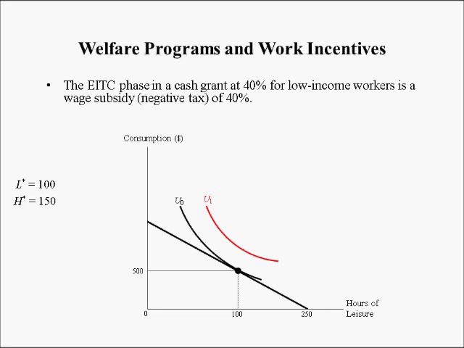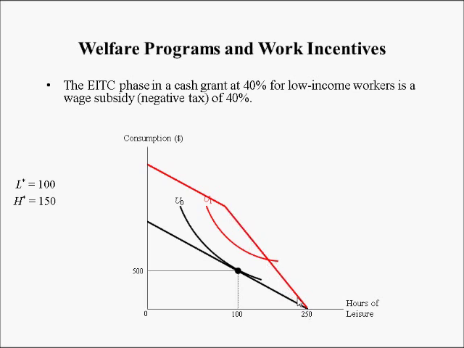Because lowering the benefit reduction rate from 50% to 0% increased work effort, policymakers in the early 90s went a step further. Instead of going to 0, they went to a negative 0.4, or what we call a wage subsidy. A wage subsidy is the opposite of a tax on wages. And this program is called the Earned Income Tax Credit. This part of the red budget line, the Earned Income Tax Credit budget line, from here down to here is where the wage subsidy kicks in, the 40% wage subsidy.